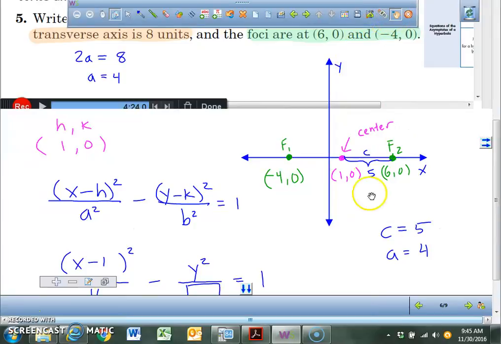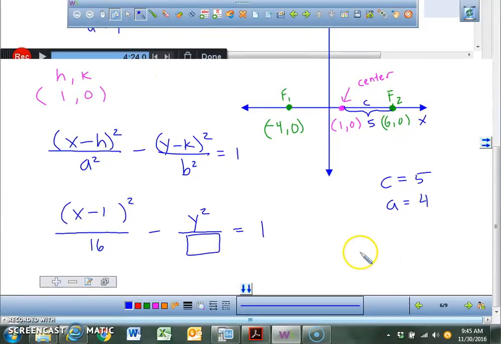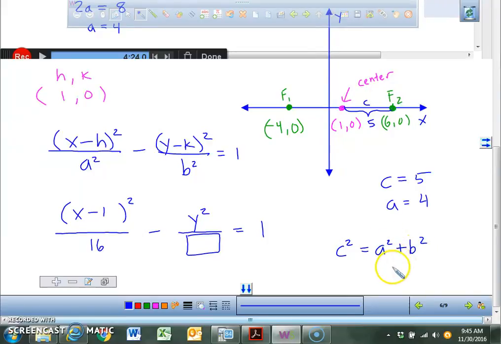Okay, so now that we have c and we have a, there was a formula I said we were going to use from the last problem. What's the formula? c squared equals a squared plus b squared. If I said a squared minus b squared, that would be dealing with an ellipse. So now you have to find b squared. So what is c squared? 25. a squared was 16. Hey, look. 16 plus what is going to be our b squared? 9. And that's what goes there.